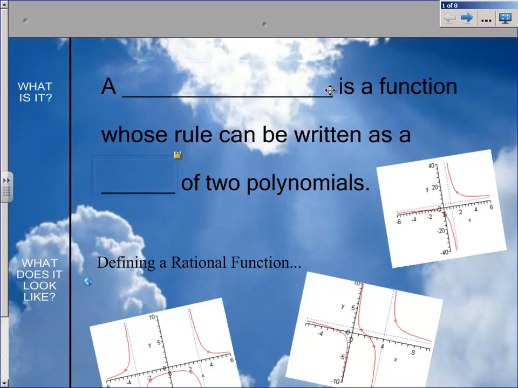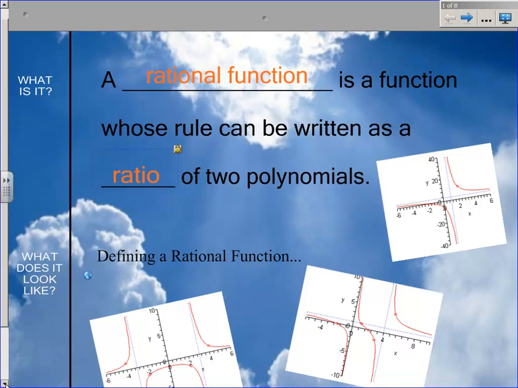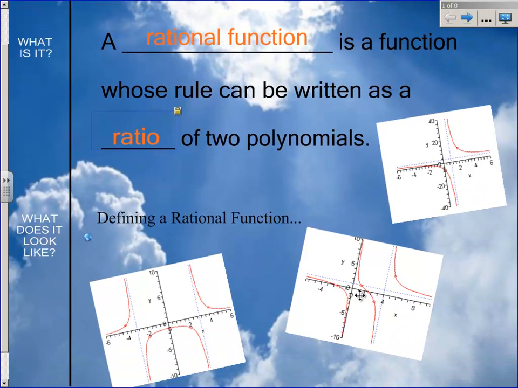All right, so we're going to do rational functions. We're going to figure out what they are and how to graph them. So the first thing we're going to do is define, oh look, that's like magic. I just pressed the button and out comes the definition. A rational function is a function whose rule can be written as a ratio of two polynomials. So we're going to have a polynomial divided by a polynomial. They are going to look similar to these graphs that you see here.